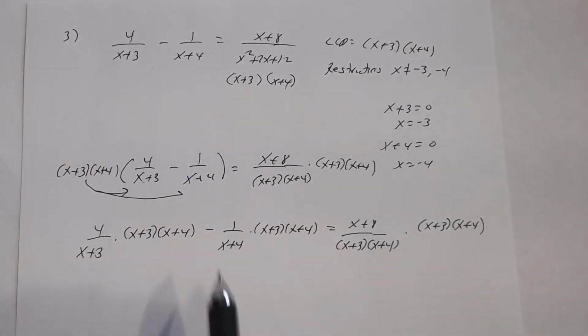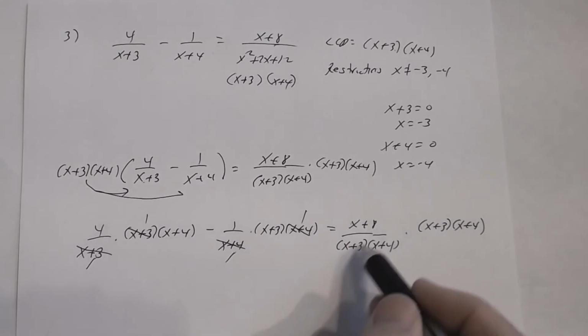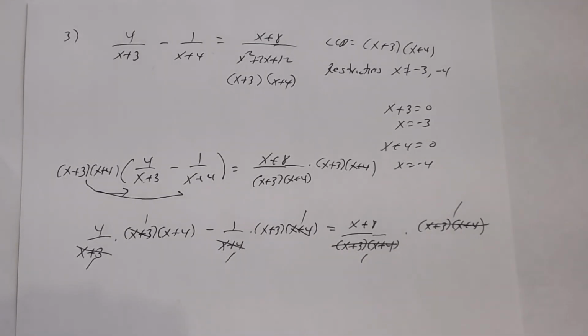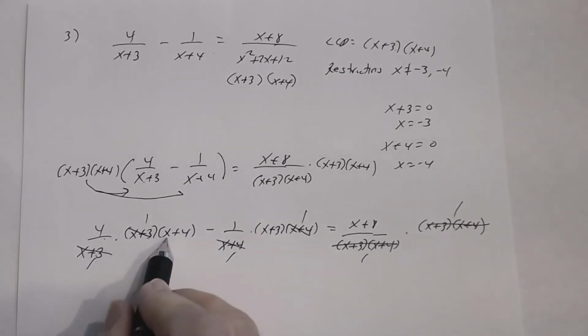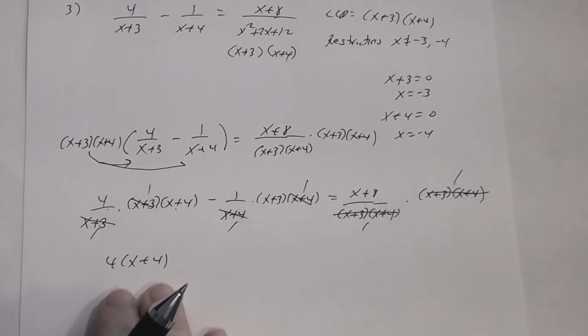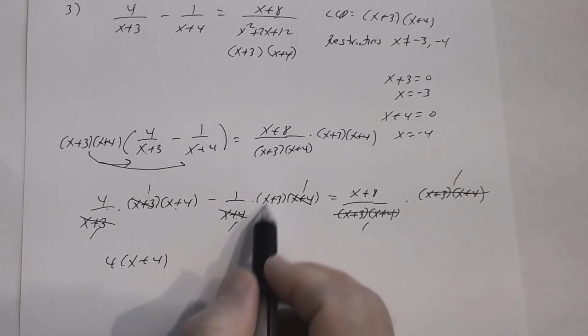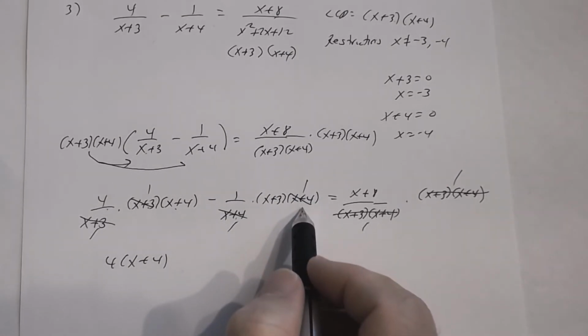So that's the point. The x plus 3's divide out, the x plus 4's divide out, and all these factors divide out. And so now we have 4 times 1 times x plus 4, which is 4 times x plus 4. Write it out like this first. Don't do too much at once. Minus, now be careful here. This is 1 times x plus 3 times 1.